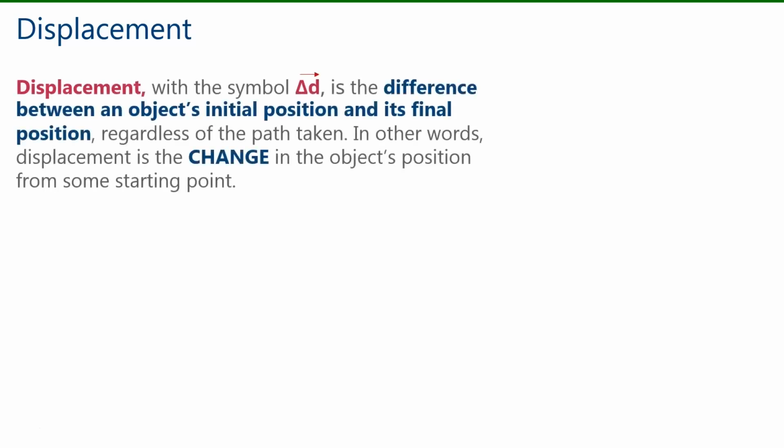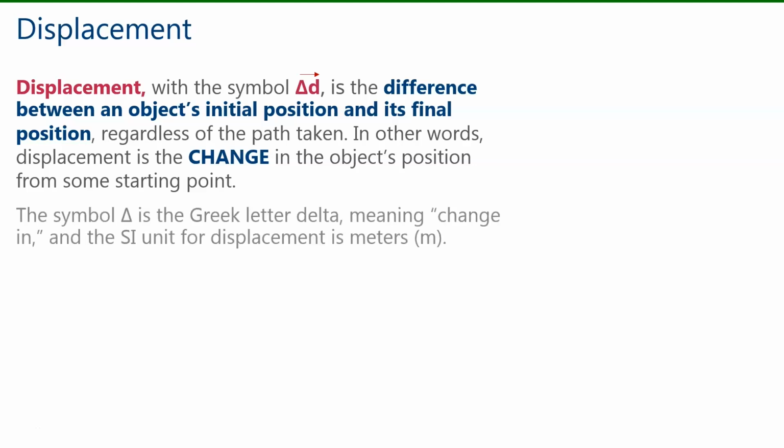Next, let's look at displacement. Displacement, with the symbol delta D with an arrow over it, is the difference between an object's initial position and its final position, regardless of the path taken. In other words, displacement is the change in the object's position from some starting point. The symbol of a little triangle is the Greek letter delta, meaning change in, and the SI unit for displacement is meters, with a symbol of lowercase m.